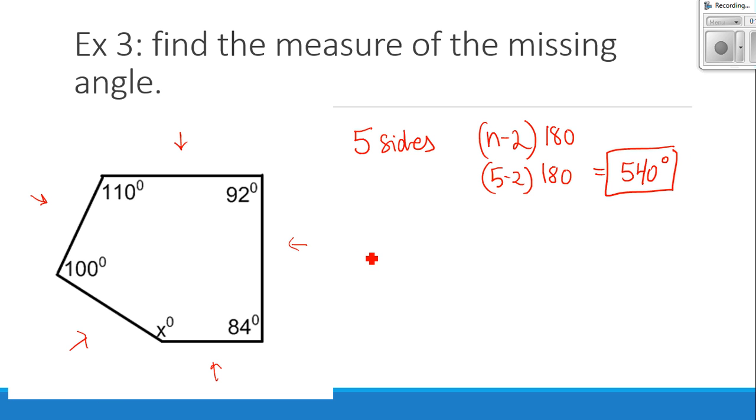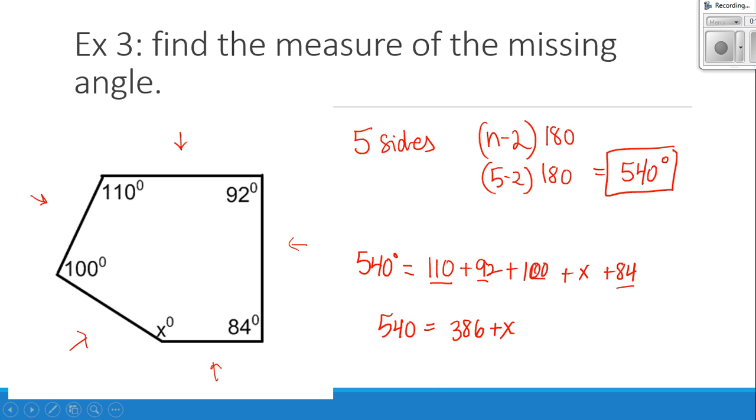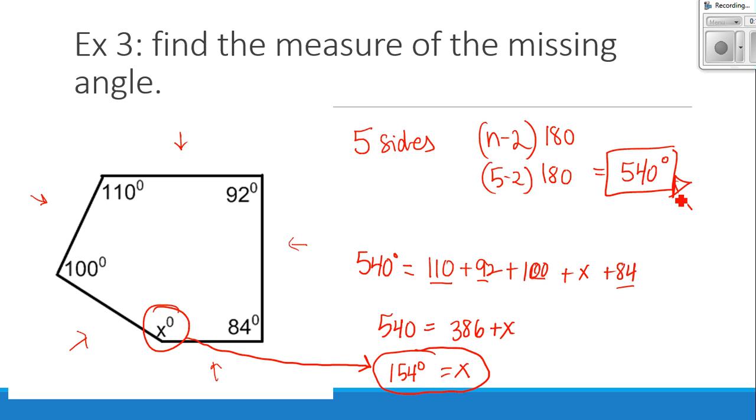And what we could do is we can take that 540 degrees and add up all the insides and equal it to 540. So 110 plus 92 plus 100 plus x plus 84. So 110 plus 92 plus 100 plus 84 is going to give me 386 plus x. And if I subtract 386, I get x equals 154 degrees. So this angle right here is 154 because all of those inside have to equal 540.